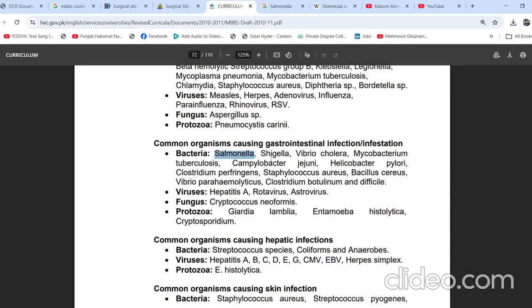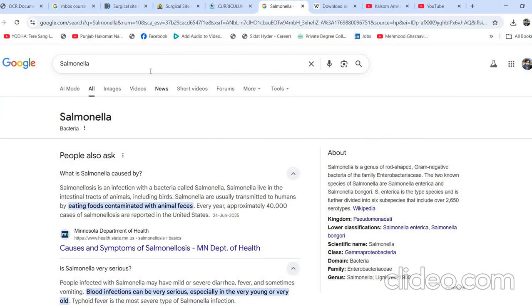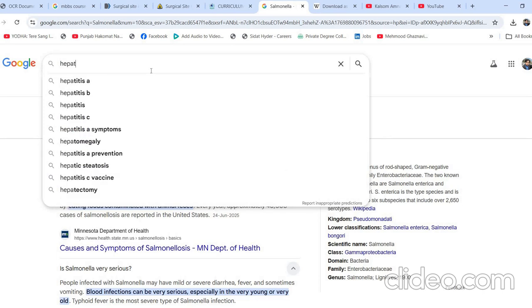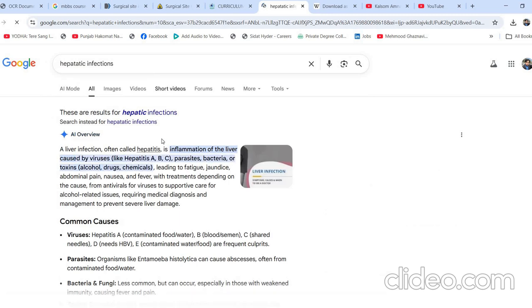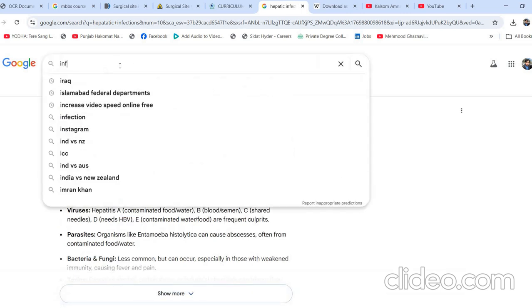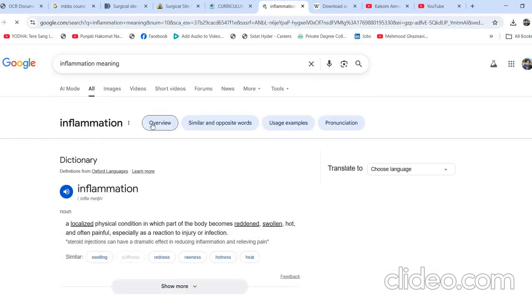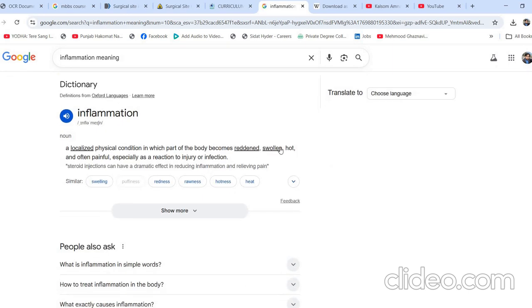Let's see the hepatic infections. Hepatitis is an inflammation of the liver. Let's see what inflammation is: a localized reaction in the body where it becomes swollen, hot, and often painful, especially as a reaction to an injury or infection.